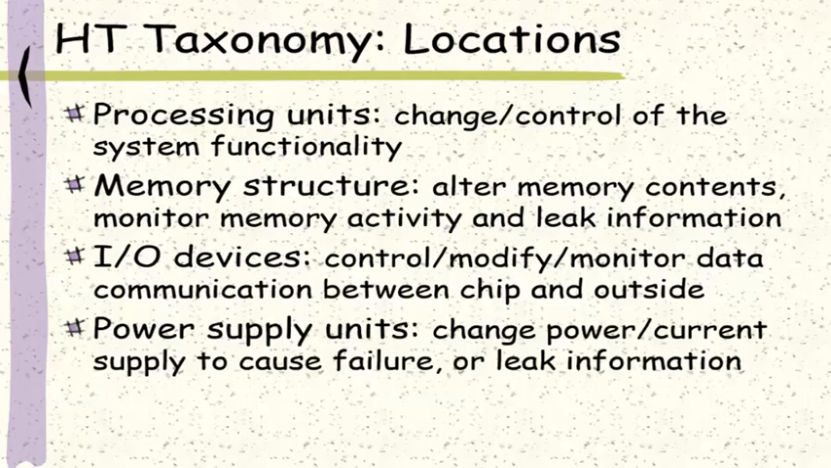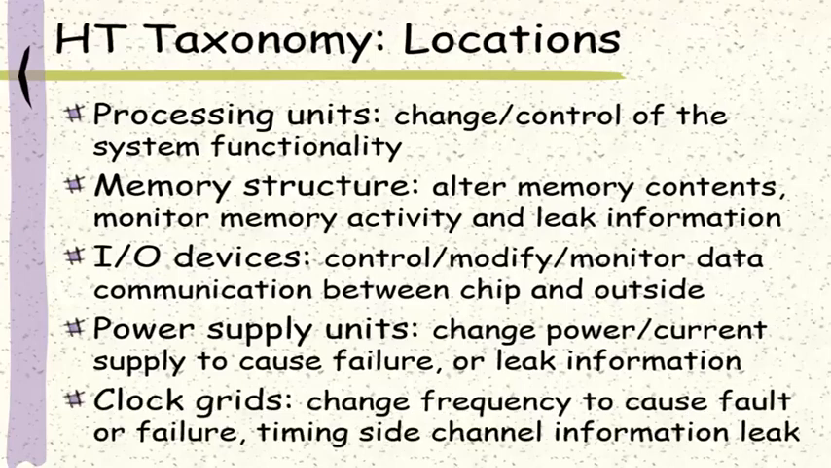In power supply units, a hardware Trojan can be embedded to change the power or current supply to cause system failure or to leak information through the power side channel. And the clock grid is another position to hide a hardware Trojan. An attacker can change the frequency to cause faults or failure, and to leak information through the timing side channels.